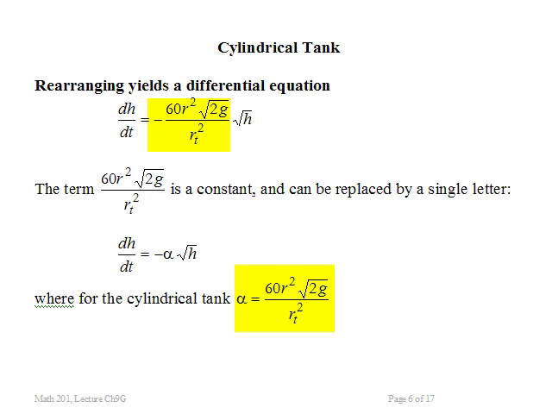I left the minus sign in. Signs are important. Sorry about that. I shouldn't have made that all yellow. But I just abbreviated this as alpha. That's a lot better than trying to carry around 60 r squared times square root of 2g divided by the radius of the tank squared. Now I have something that looks fairly simple. I want to solve this.